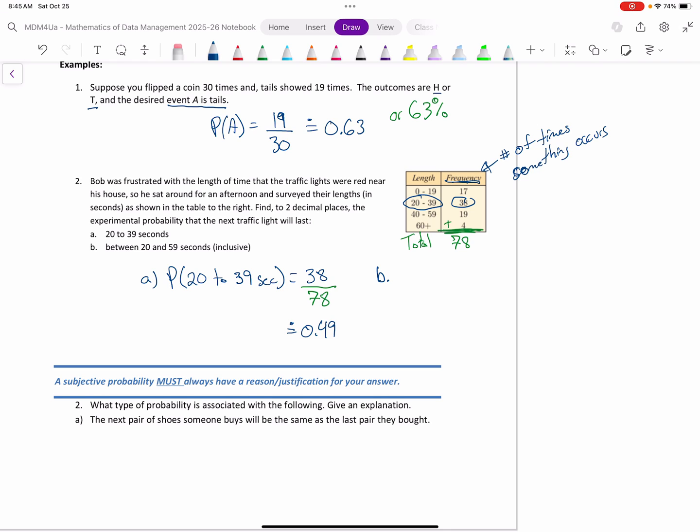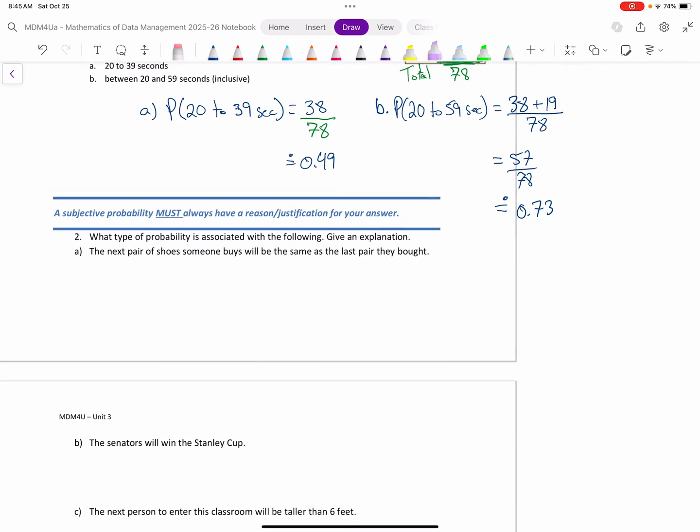And if we go on to B, it says, what's the probability between 20 and 59 seconds? So I'll say 20 to 59. And I would obviously just take those numbers that we have represented with each interval, so 38, and then the next interval plus 19. So I'm increasing the chance that this is going to happen because I'm increasing the range of what those possible times are. So I end up with 57 over 78. And if I convert that, that's 0.73. Pretty straightforward.